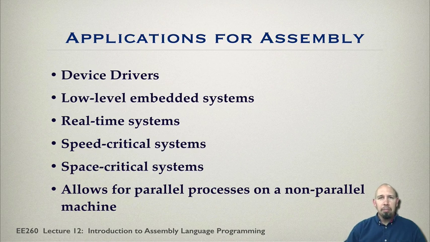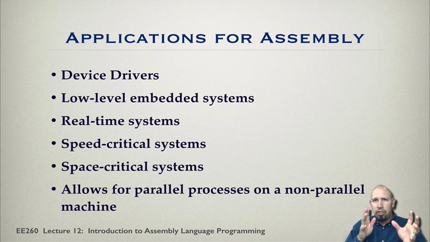Also, using assembly, we can actually allow for a certain amount of parallel processing even on a non-parallel machine. That is, your assembly language can be so fast you can actually be setting it up to do two things at the same time. Actually, it's not really at the same time, but you can intersperse doing this and doing that in your code in a way that makes them appear to be operating at the same time.